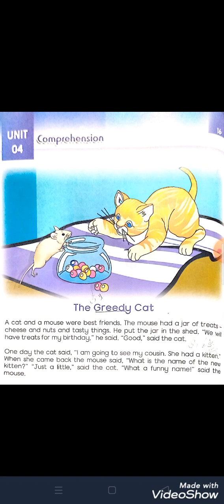Said the cat. What a funny name, said the mouse. Mouse ne kaha, Allah, ye kitna funny name hai, just a little. Ab ye koi name hua, funny sa hai na. To mouse ne kaha, wow, it's so funny. What, just a little is a name of kitten.